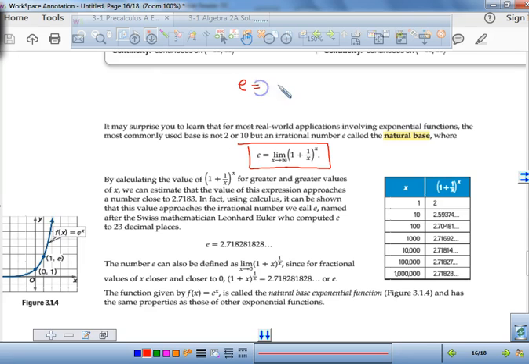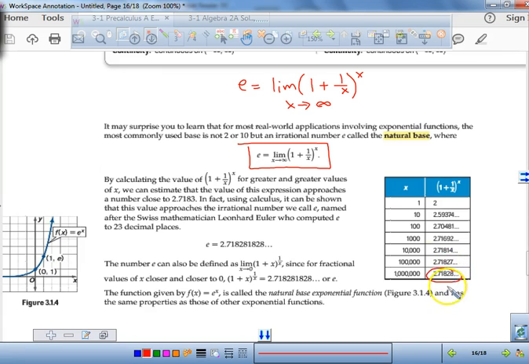e is equal to the limit of 1 plus 1 over x, raised to the power of x, as x approaches infinity. You're like, what the heck does that mean? Well, if you plug in a 1 right here, you get a 2. If you plug in a 10, you get 2.59. If you plug in 100, you get 2.7048. As x gets bigger and bigger, look what y becomes. It gets closer and closer to this number called Euler's number.